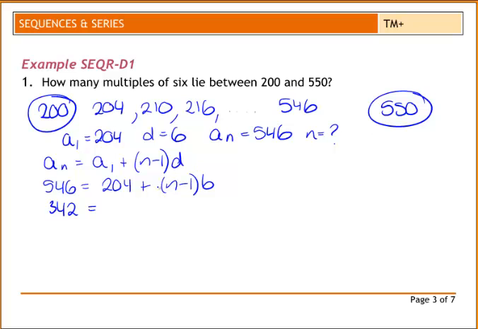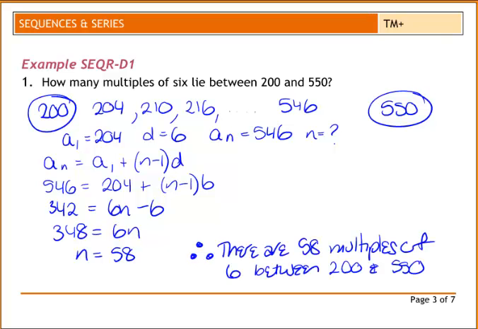Let's expand that out. 6 times n is 6n, 6 times -1 is -6. Add 6 to both sides. 342 plus 6 is 348 equals 6n. Divide both sides by 6 and you get that n is 58. Finish with a therefore statement, which will be: there are 58 multiples of 6 between 200 and 550.